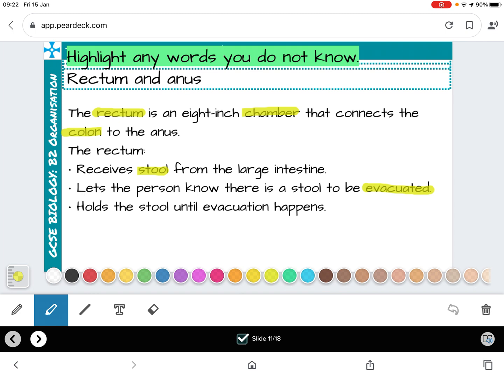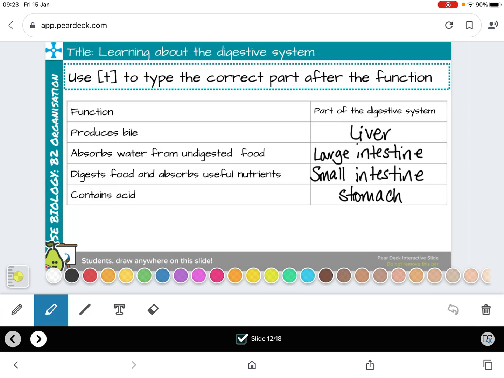If you think about Harry Potter and the Chamber of Secrets, that was a big empty space underneath Hogwarts School. Okay? The rectum receives stool. Stool is just the scientific word for poo. So it receives poo from the large intestines, and it lets the person know that there is a poo that needs to be evacuated. So when you have a full rectum, your body can feel that you need to have a poo. Evacuated just means going to have a poo. This holds the stool until the evacuation happens. So this is where your poo will stay until you go to the toilet.